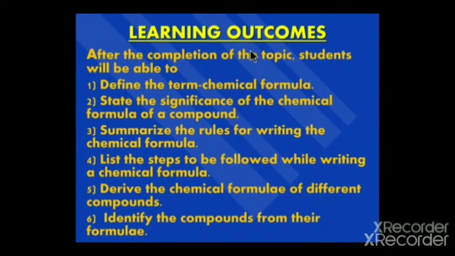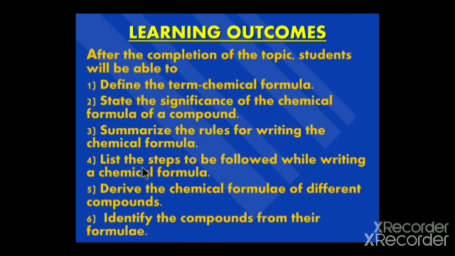Learning outcomes. After the completion of the topic, students will be able to: number 1, define the term chemical formula. Number 2, state the significance of the chemical formula of a compound, means you will be able to tell what a chemical formula indicates. Number 3, you will be able to summarize the rules for writing the chemical formula.